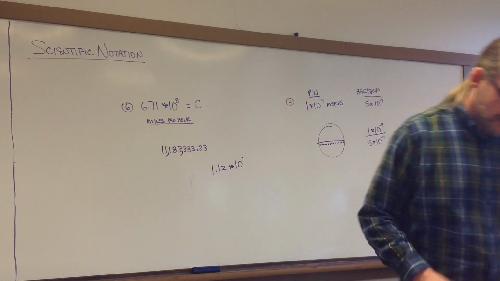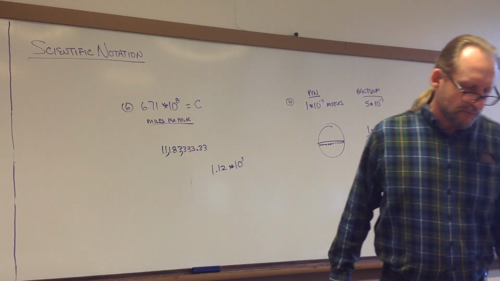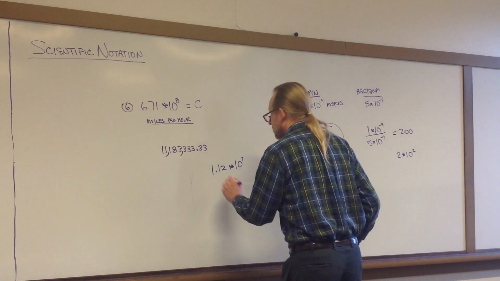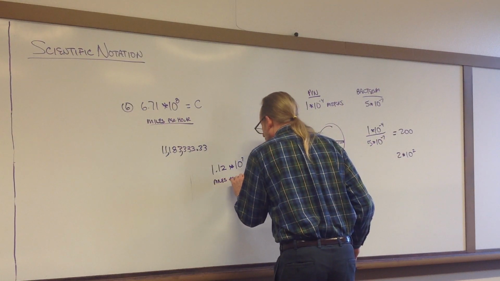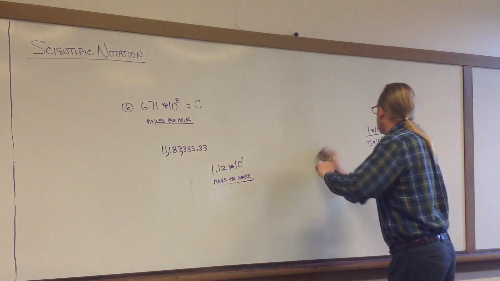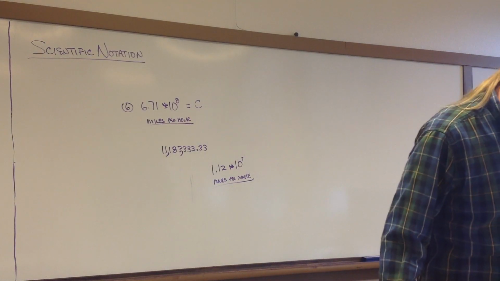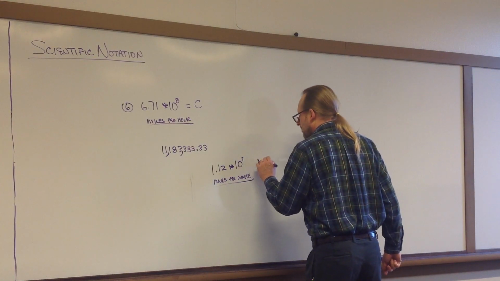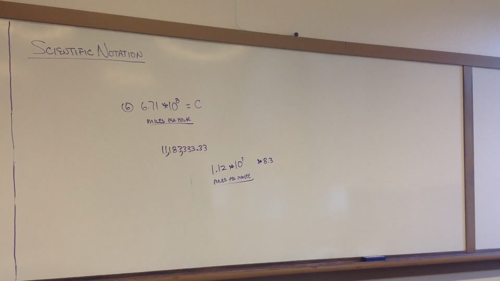All right, let's see, what else? If it takes light 8.3 minutes to reach the Earth from the Sun, how far is the Earth from the Sun? Well, this is miles per minute. And let's see, how many minutes does it take for light to reach the Earth? 8.3 minutes. So we've got to take this and multiply it by 8.3.